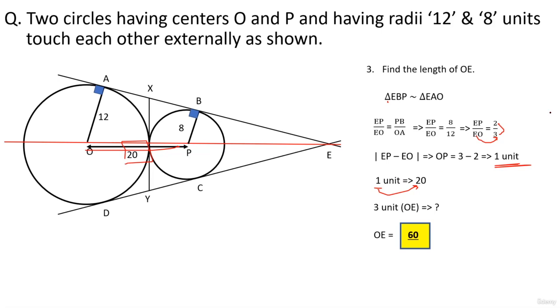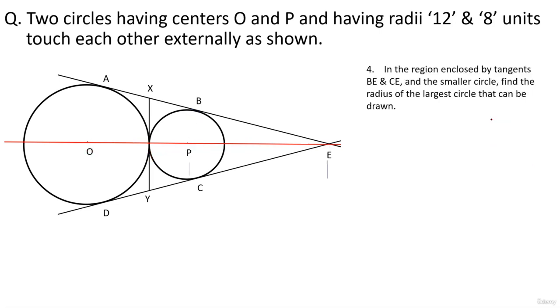Also notice that EP will be 2 units. What will 2 units be equal to? It will be equal to 40. This data we'll use in the next question. Okay, next question guys.